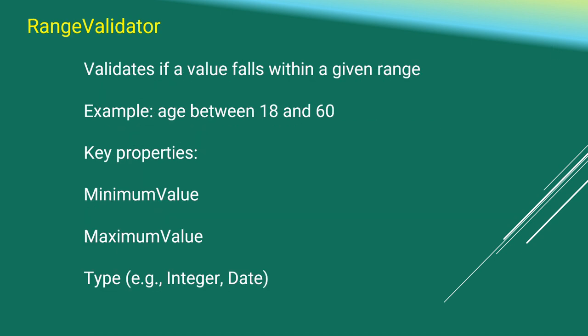Next is the range validator. It checks if a value lies within a specified range. For instance, you can use it to ensure the user's age is between 18 and 60.